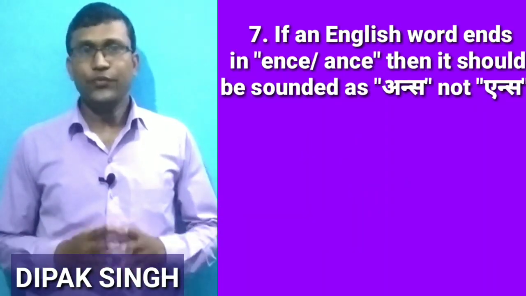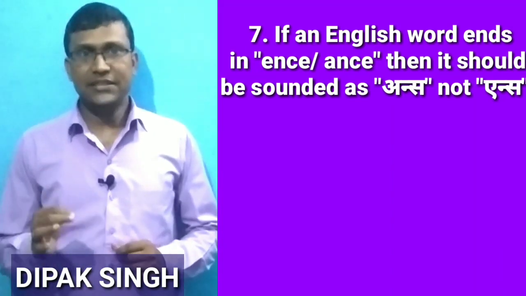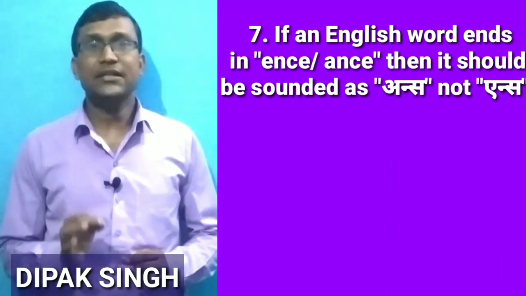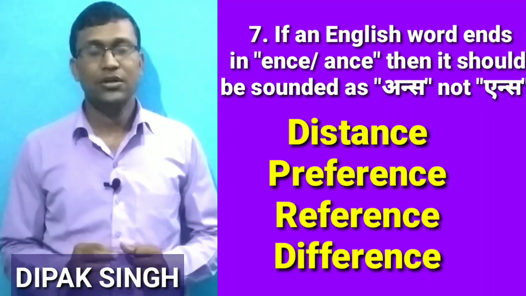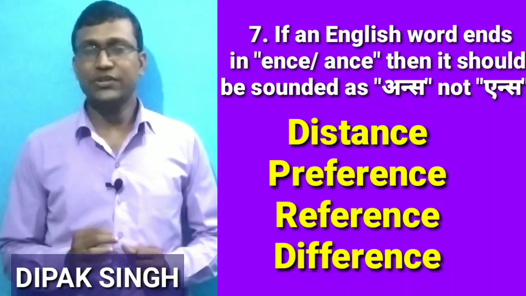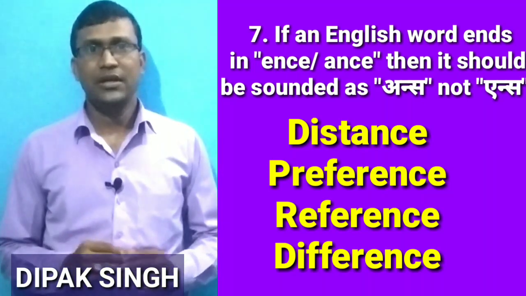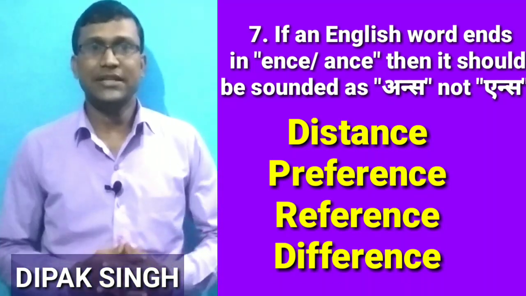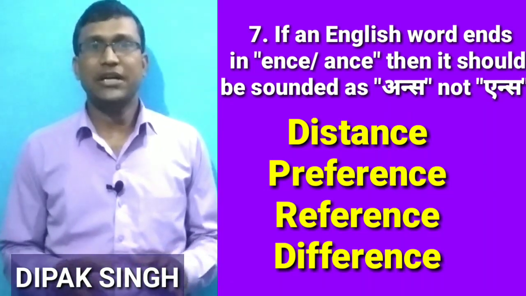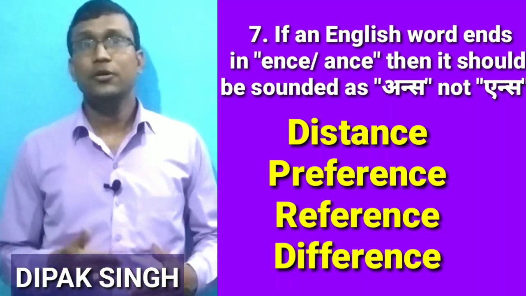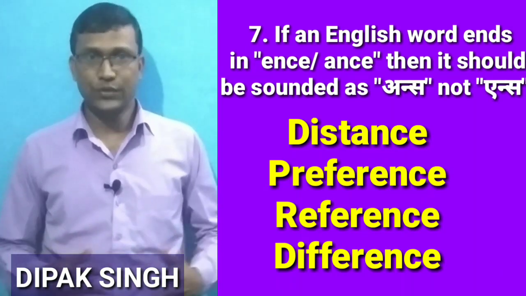Next rule, if an English word ends with ENCE or ANCE, then it should be sounded as uns, not ence. For example, distance, not distance. Preference, reference, difference. Let's take a few examples in the forms of sentences. What is the difference between a democratic and a non-democratic country? What is your preference in terms of food? So this is how you need to speak these words.